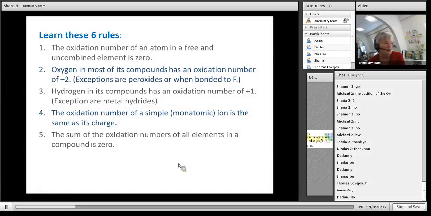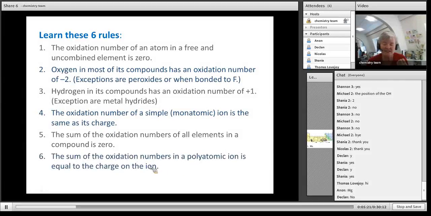Then the final rule you have to learn is what happens if it's not neutral? What happens if it's a polyatomic ion like sulfate, SO4 2-? How can I work out the oxidation number for sulfur in sulfate? And that's when you say, right, if I add up all the oxidation numbers, the sum will be the same as the charge. And for sulfate, it'll be -2.